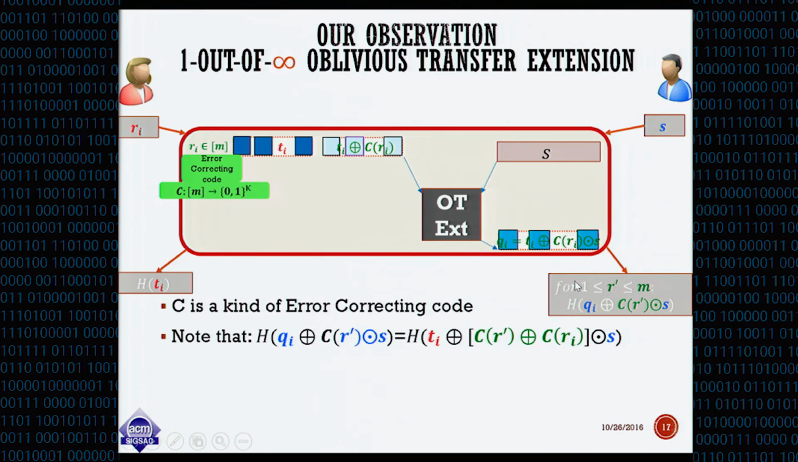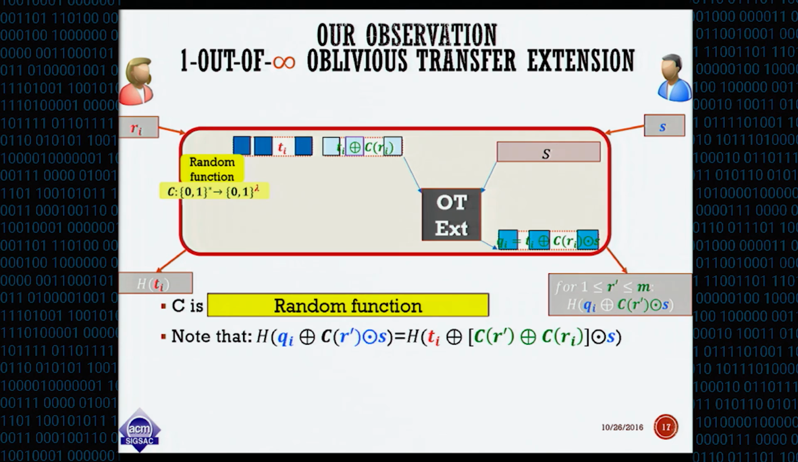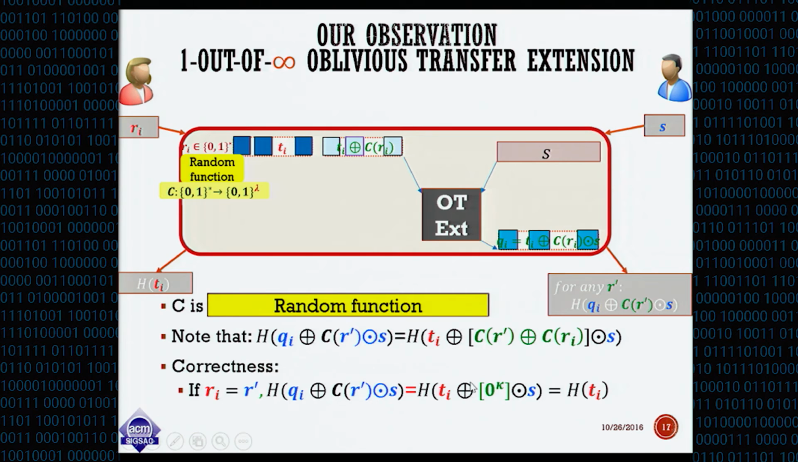So here are our observations. We see that for C, we don't need decoding. So we replace C with a kind of random function. It is a very small trick, however, it makes our protocol very powerful. If we replace C with a random function, our protocol can work for any Ri with any length. So here, Ri can come with any length. On Bob's side, he can compute, for any R', the hash of Qi XOR C(R') times S. So for the correctness, we get the same thing as the previous protocol. Bob can compute any number of hash values, and Alex knows at least one of them. That is the reason we call our protocol a one-of-infinite OT extension.